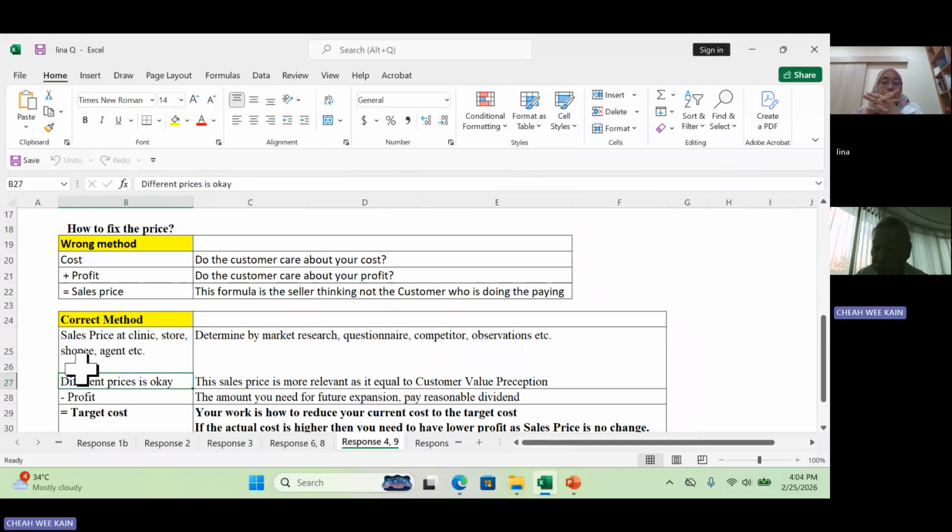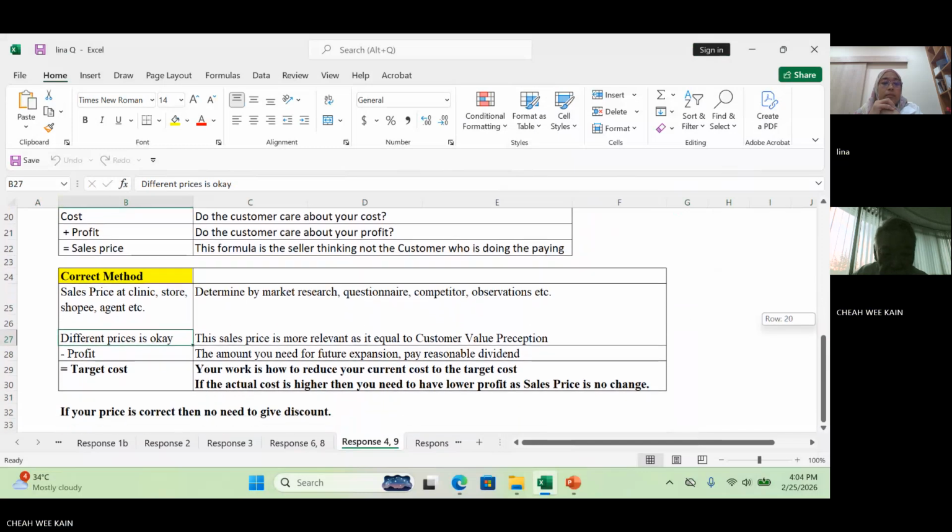If you're selling skincare in Shopee and skincare in your own shop in maybe Mega Mall, the price will be different. It doesn't matter. Different prices are okay. So the right formula is whatever sales price you're selling at at a different outlet, minus whatever profit you want to have. The profit can be an amount or a percentage of sales. That is your target cost.